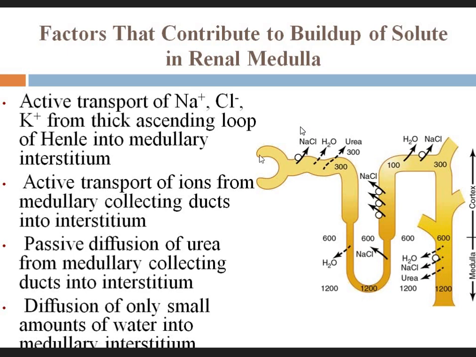Most of the water gets diffused in the cortical portions of the nephron. So a small amount of water gets diffused in the medullary portions, but the main things causing the development of osmolarity are this particular channel in the thick ascending segment of the loop of Henle, then active transport of NaCl also in the medullary portion, and the passive diffusion of urea in the medullary interstitium.